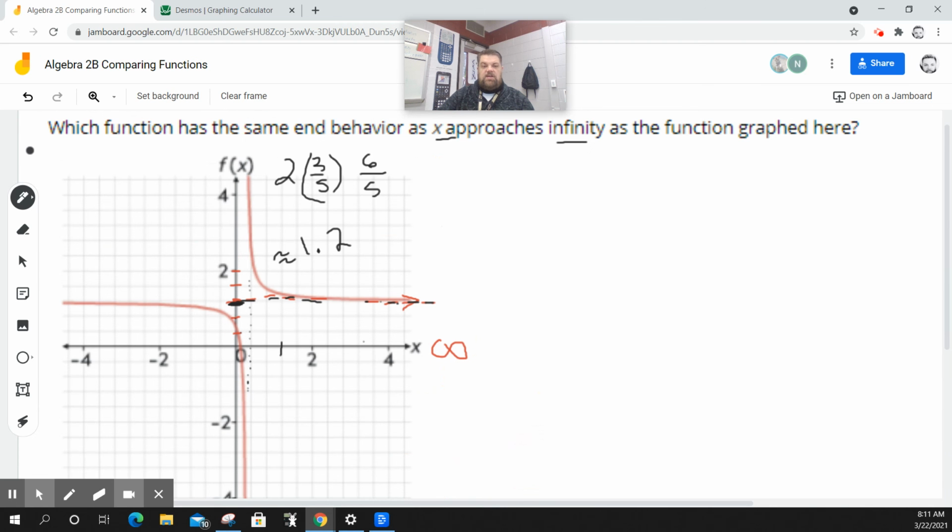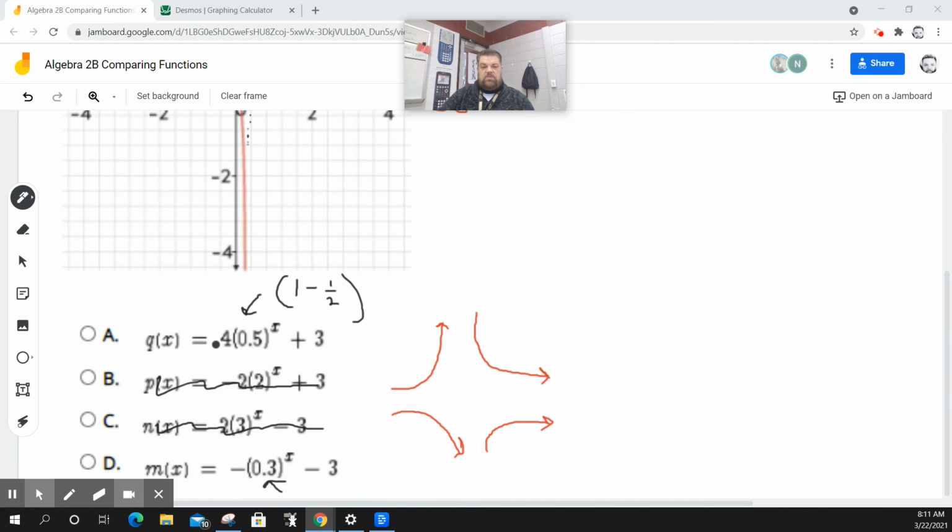So let me reread this question. It says, which function has the same end behavior as the one graphed here? Interesting. Well, this one seems to be approaching 1.2. This one seems to be approaching 0.3. Among all the choices, that's the closest one though. So let me double check my answer. This one's 0.2, but this one will approach 3 sort of, but it's not quite the same end behavior.